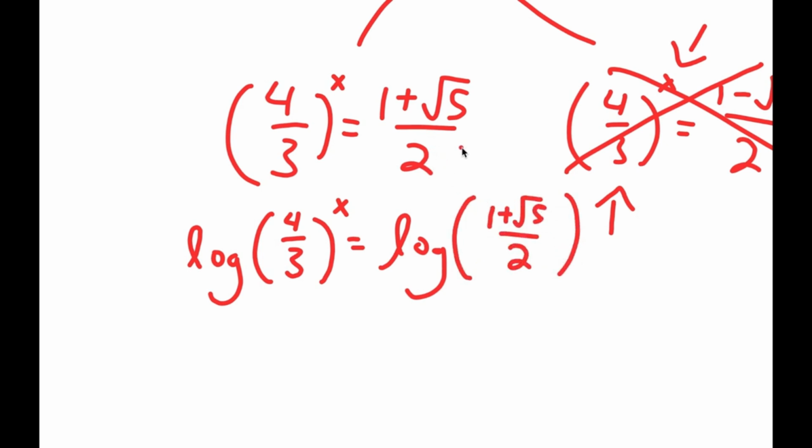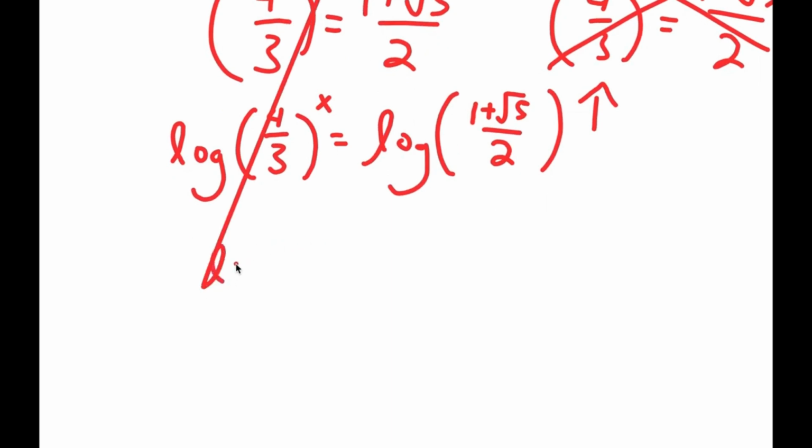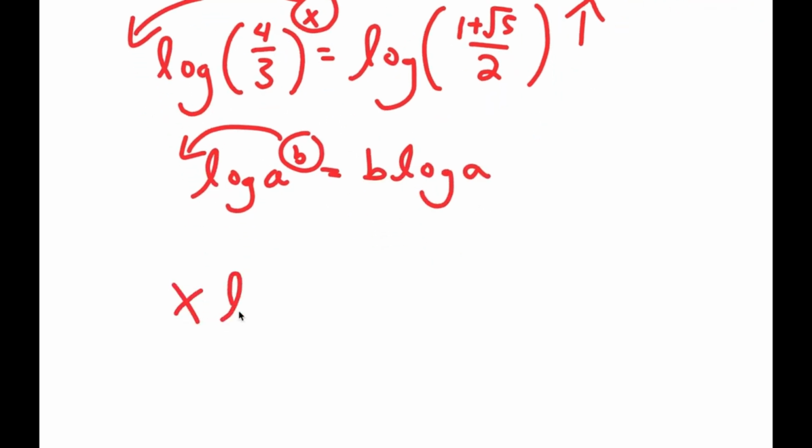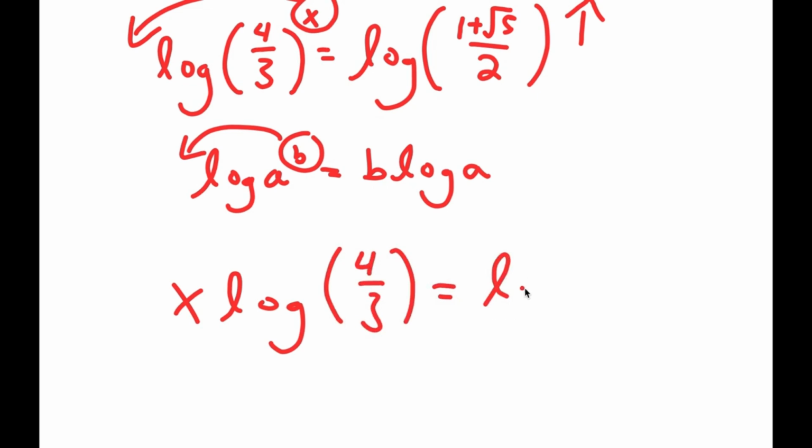Now, if I have something in the form log a to the power of b, I can move this exponent b to the front, so it's going to equal b times log a. In this case, I have log (4/3) to the power of x, and I can move x to the front. So I get x times log (4/3) is equal to log of (1 + √5)/2.